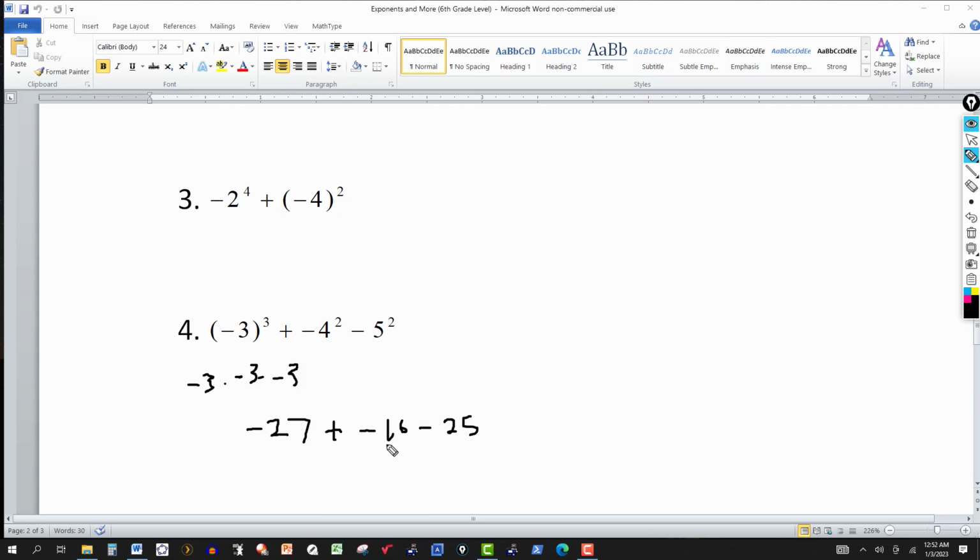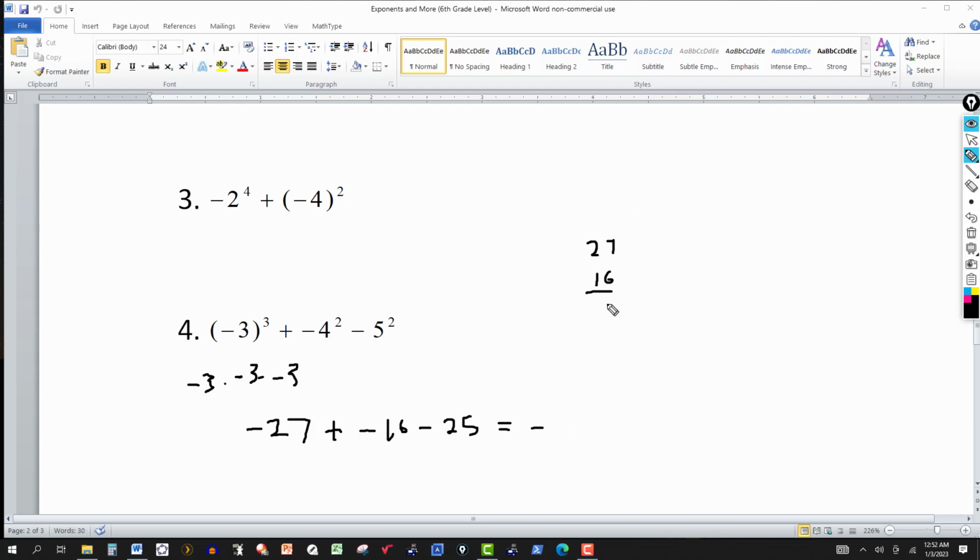So here basically, because this is a plus and then a minus and then a minus, another way to look at this is that's just a negative 25. So it's like you're adding negative 27, a negative 16, and a negative 25. They're all negative, so the answer is going to be negative. So you take 27, add 16, and we already brought down the negative.